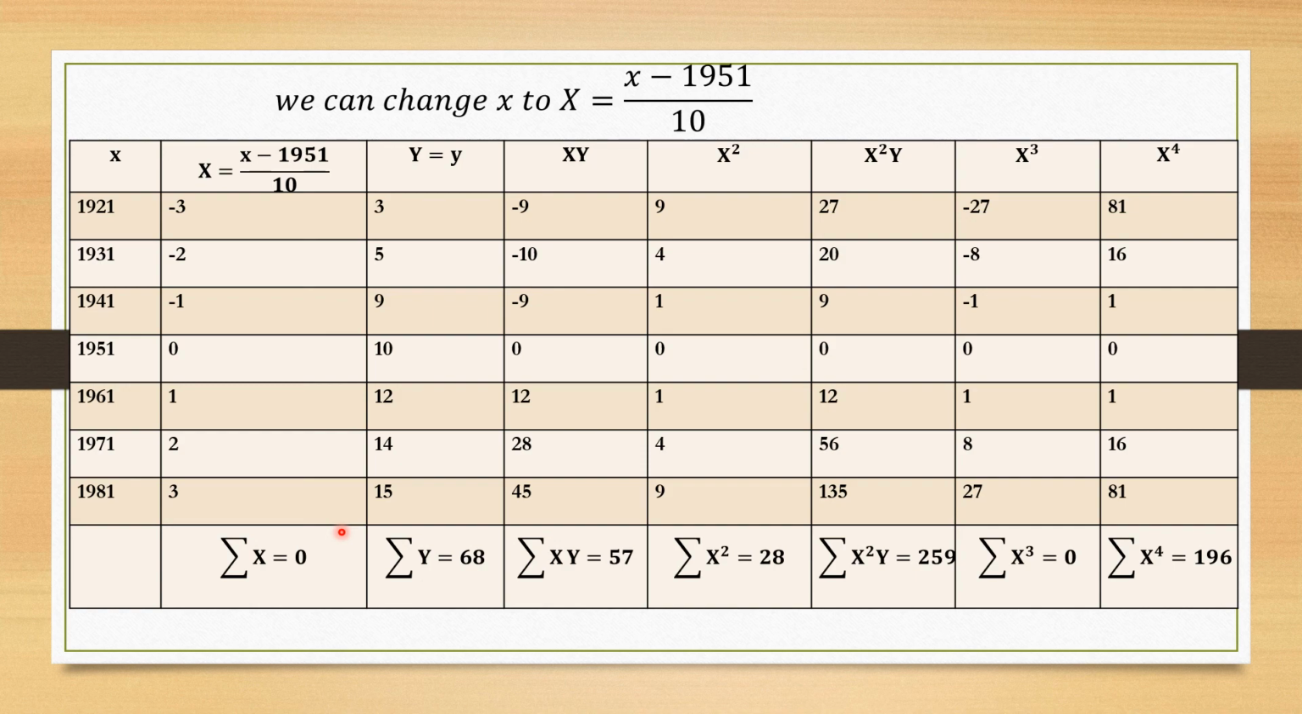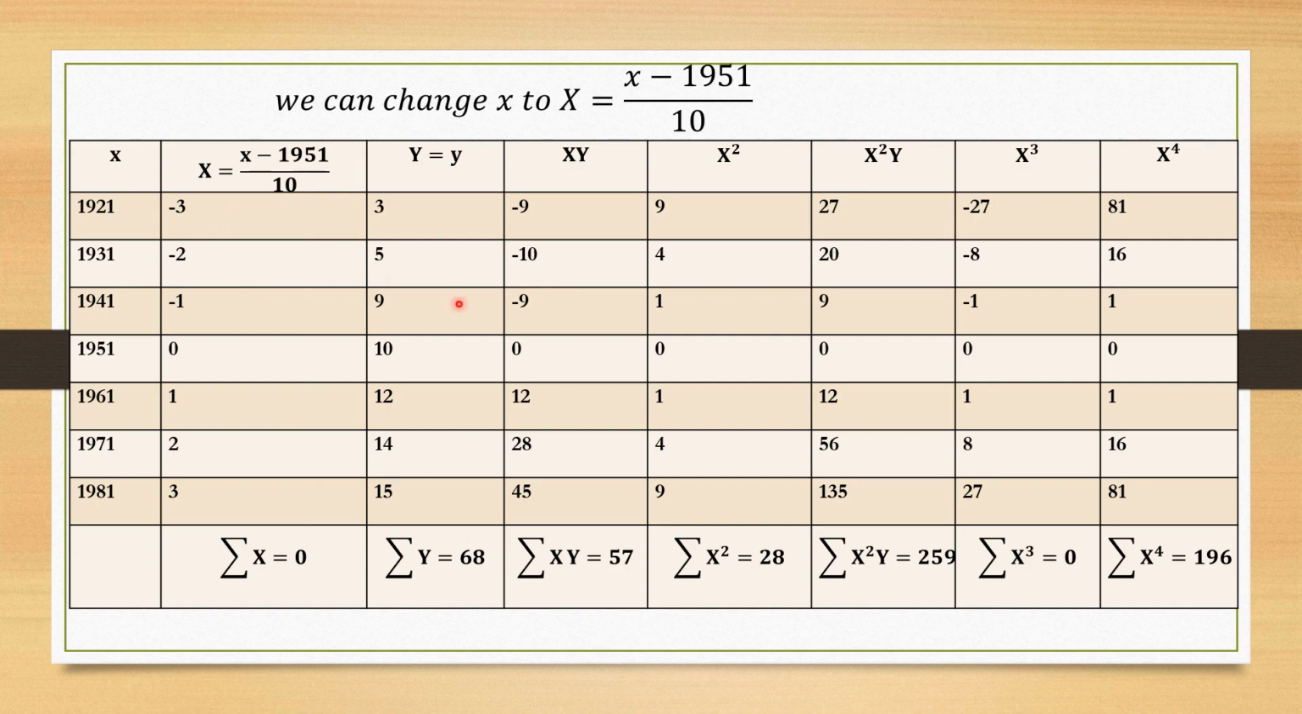Now multiply x into y. This capital X and capital Y we have defined now. Everything we have converted, small x, small y to capital X and capital Y, even though capital Y remains as small y only. There is no change in the y column. So now calculating xy. Minus 3 into 3, minus 9.